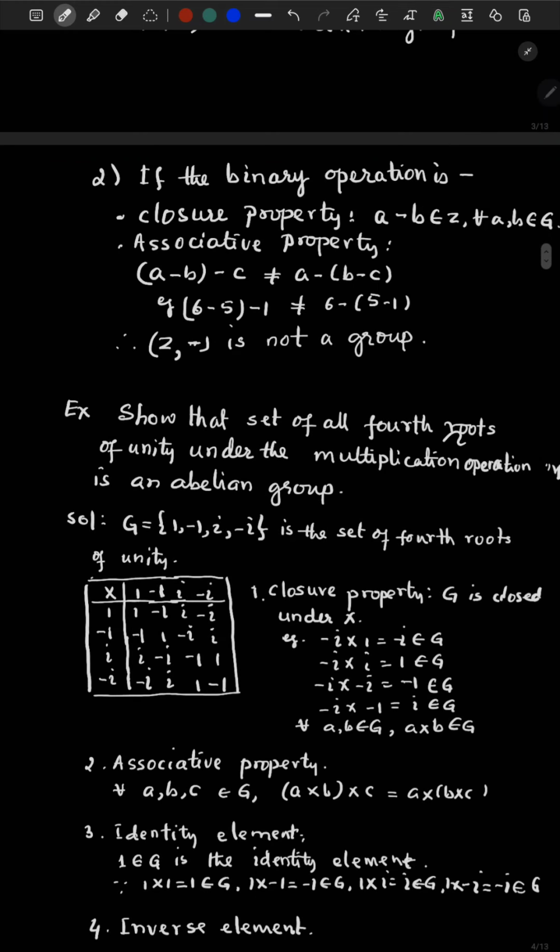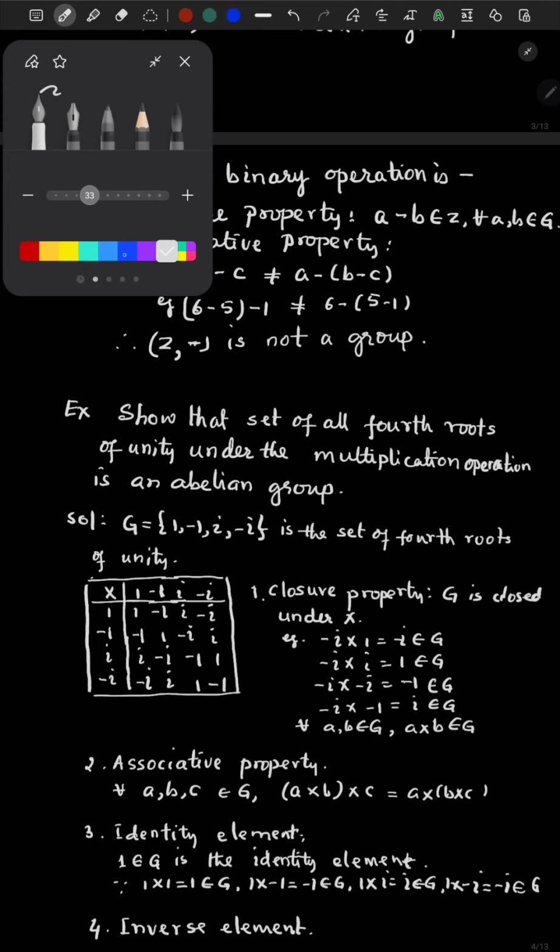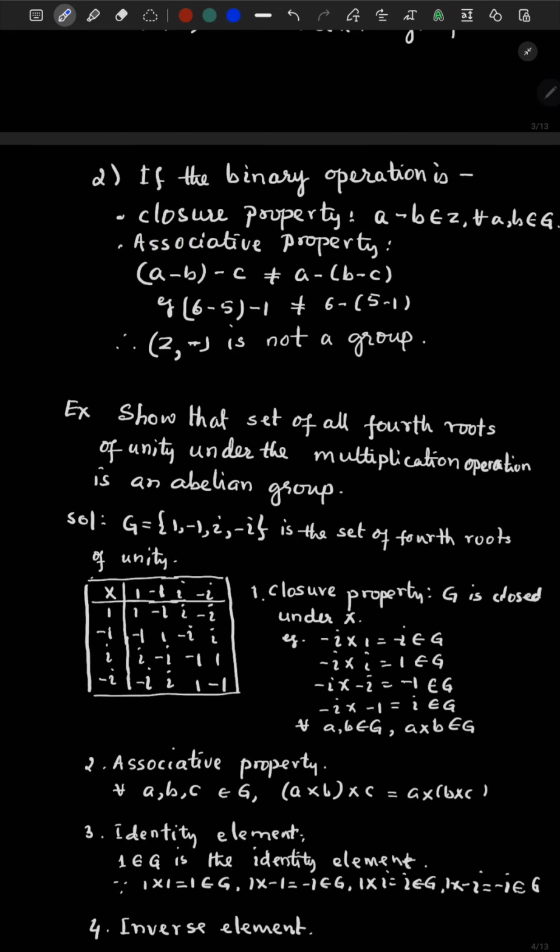Show that the set of all fourth roots of unity under the multiplication operation is an abelian group. So fourth roots of 1 are 1, minus 1, i, minus i. So this forms one set G. The binary operation given is multiplication. So this is written in the form of a table.